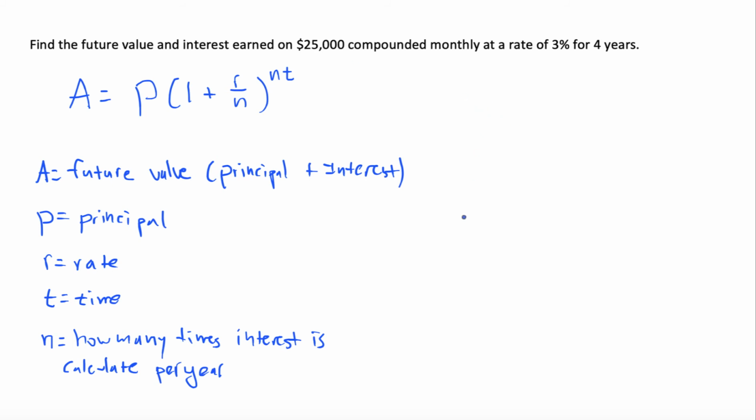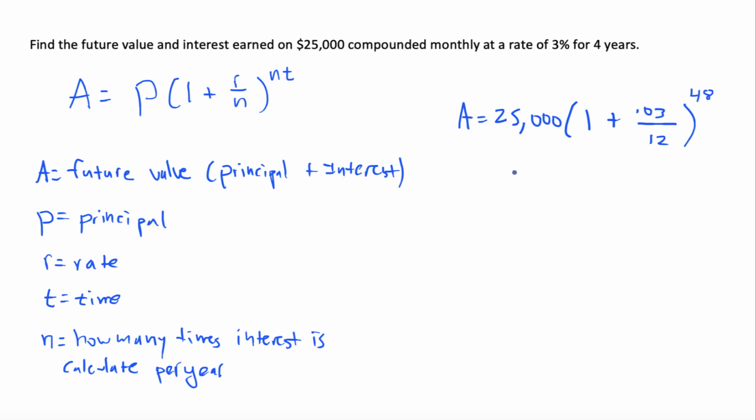Let's plug everything in. So we got A equals 25,000 times 1 plus 0.03 over what in this case? N is 12 because it's monthly. So all of that over 12 to the N times T power. N is 12 and T is 4, so this will be to the 48th power. Now you've got to be very careful when we do this calculation. You always want to do this part first, the 0.03 divided by 12.